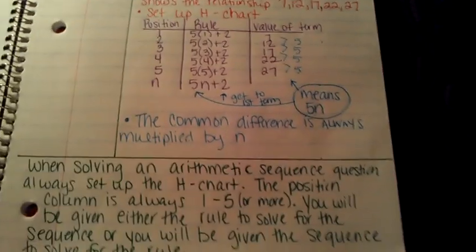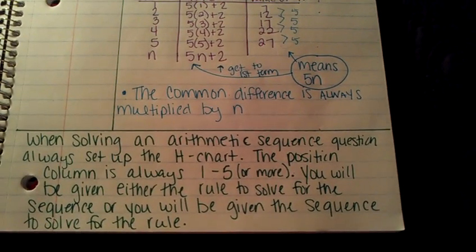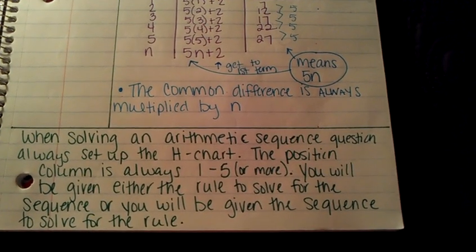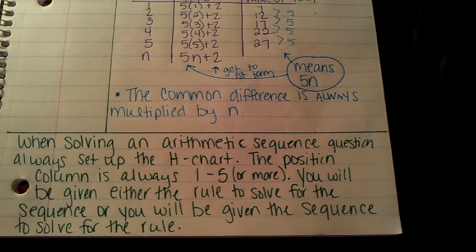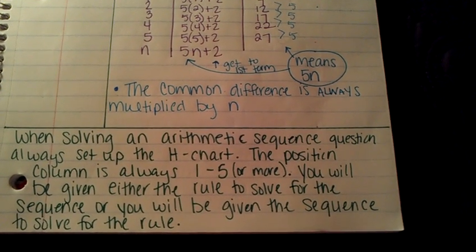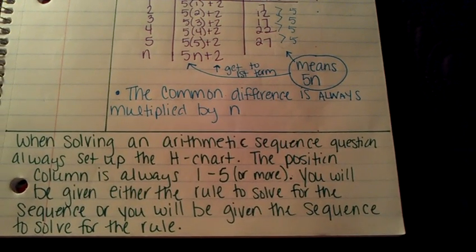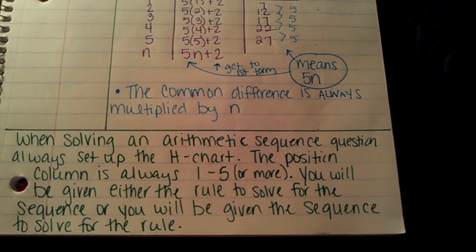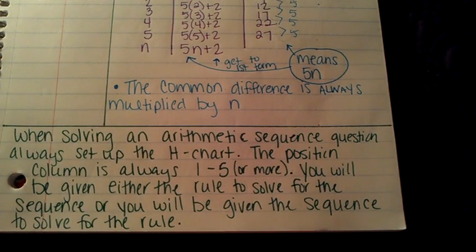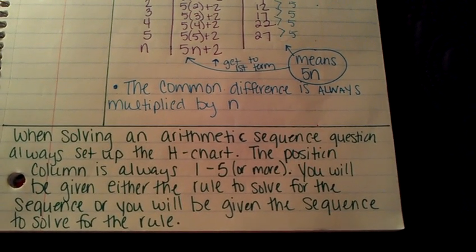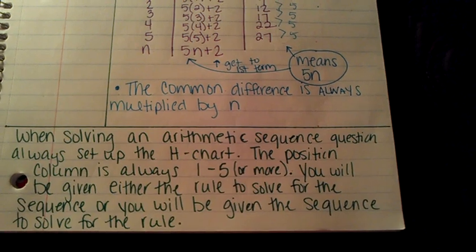In summary, when solving an arithmetic sequence question, always set up the H chart. I will require you to do this every time. The position column is always 1 through 5. It can be more, but 1 through 5 is pretty much a good start. You will be given either the rule to solve for the sequence, or you will be given the sequence to solve for the rule.